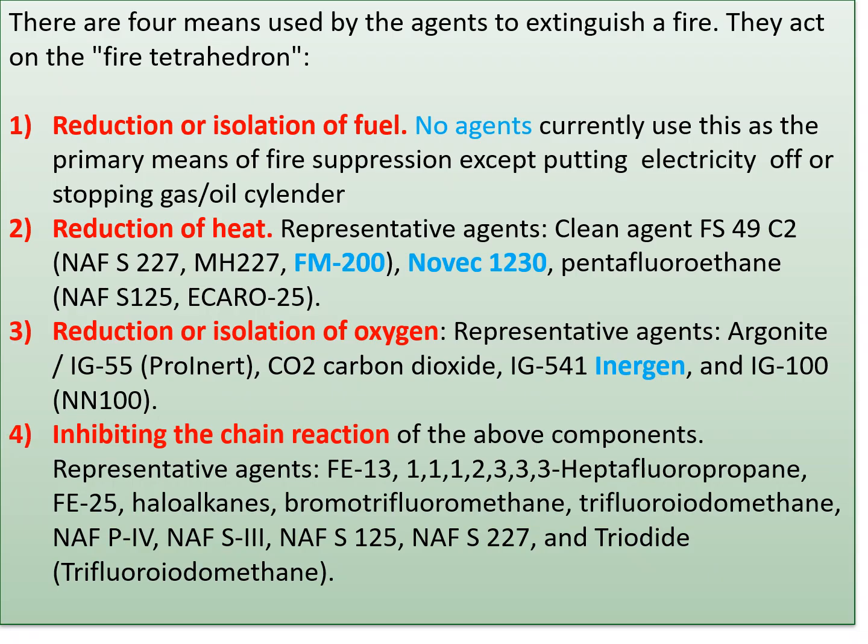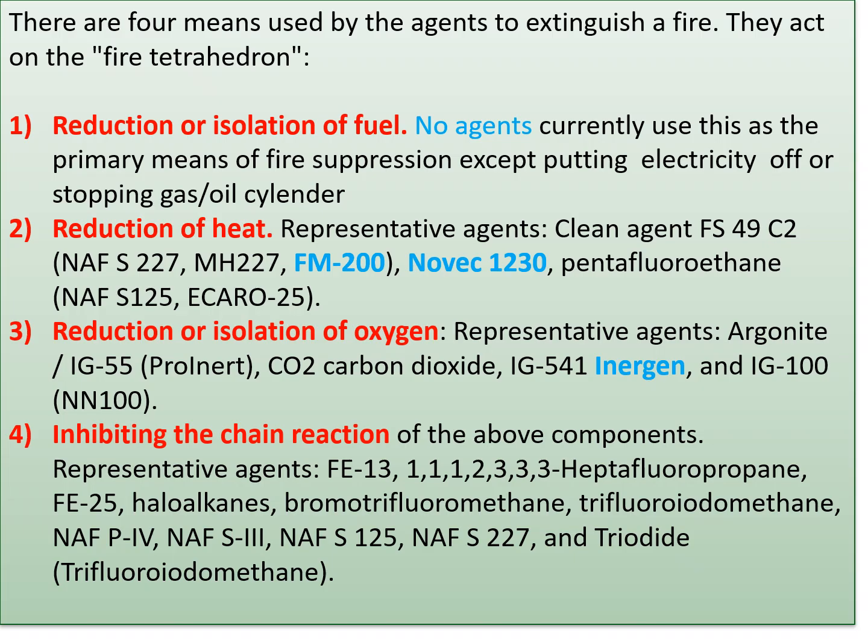Dear friends, there are four means used by the agents to extinguish a fire. They act on the fire tetrahedron. We have already learned about the fire tetrahedron. The first one is by reduction or isolation of fuel. This is one part of the fire tetrahedron. No agent currently uses this as the primary means of fire suppression except putting electricity off or stopping gas or oil cylinder.